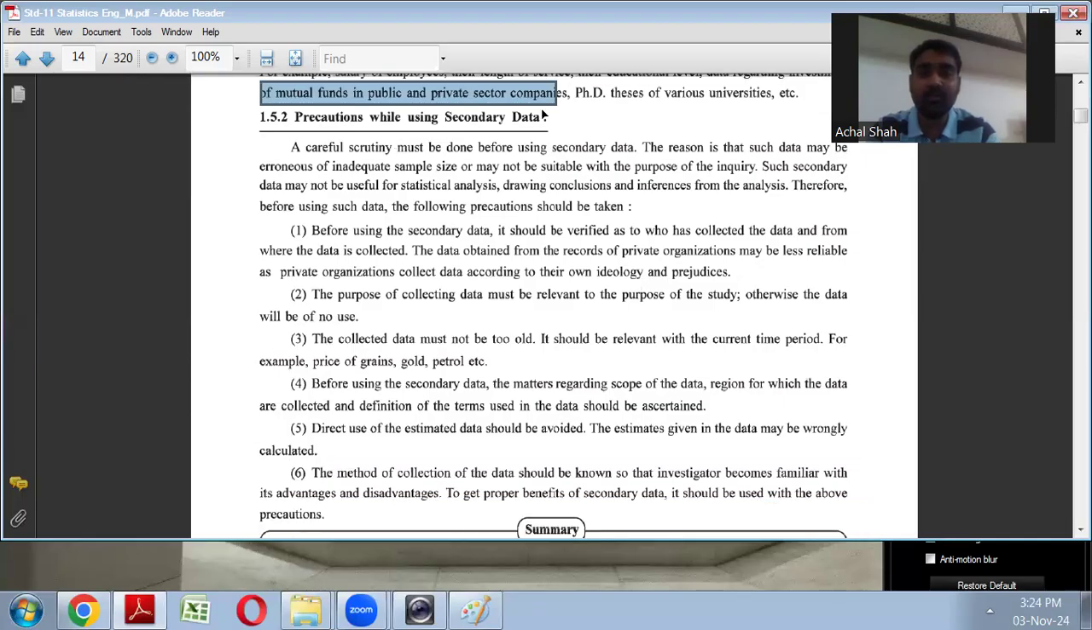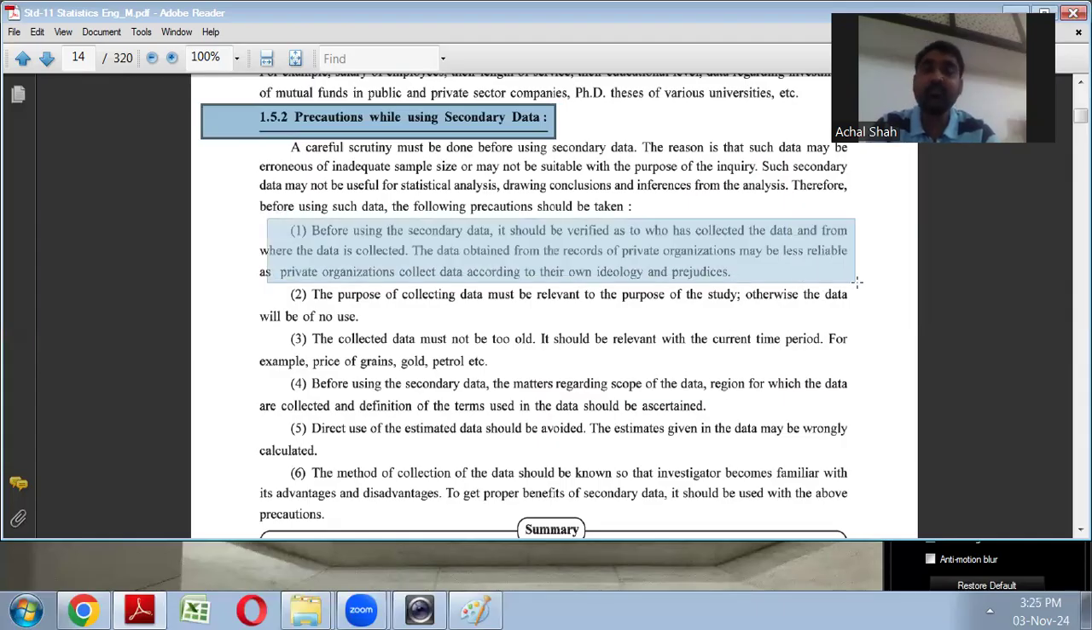Now, when you are using secondary data, you have to take care of certain things. You have to be very cautious. So what precautions would you be taking while using secondary data? You must be very careful. You must undertake a careful scrutiny before using secondary data, right? So what are those precautions?